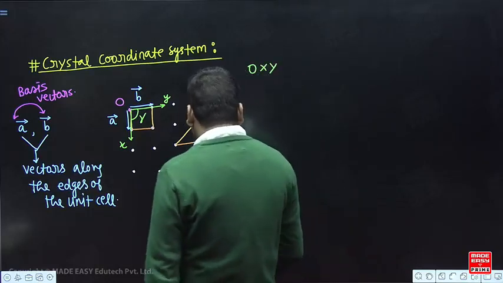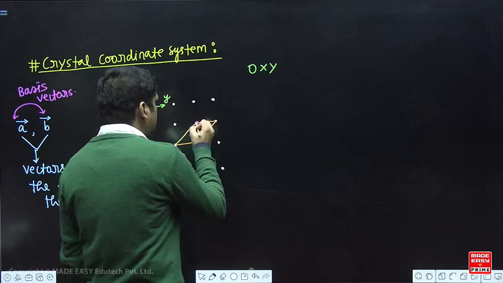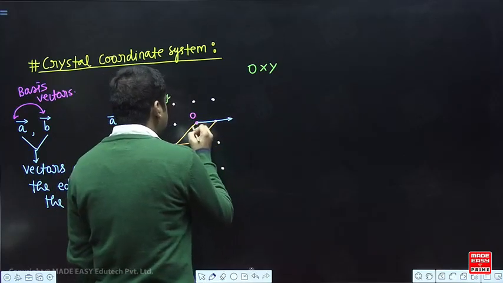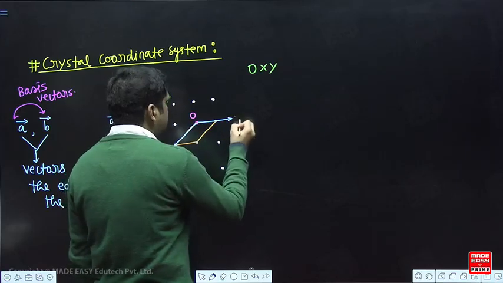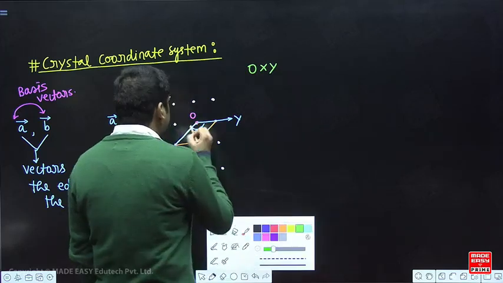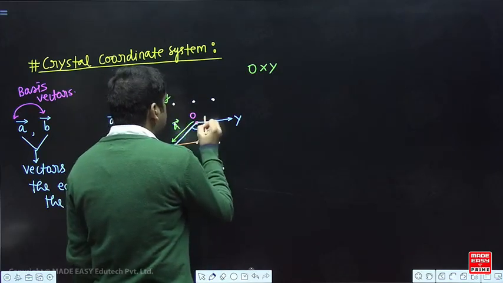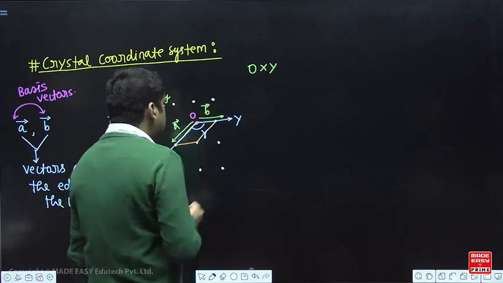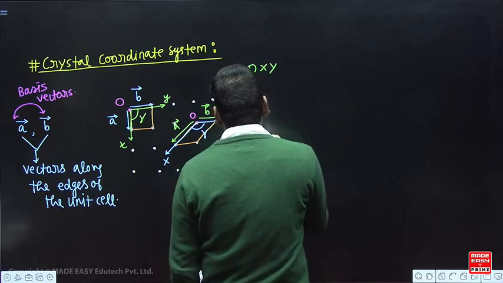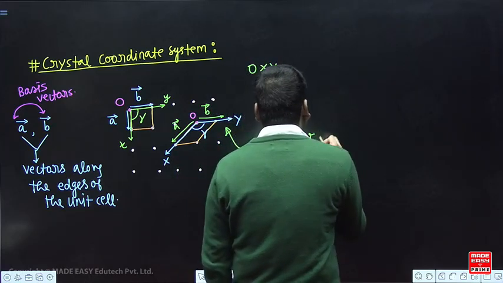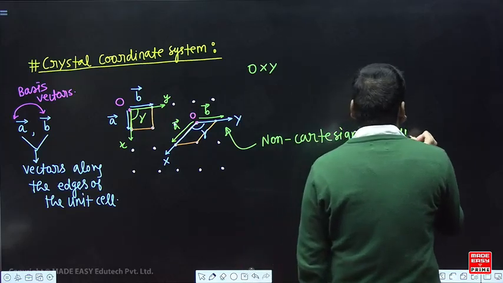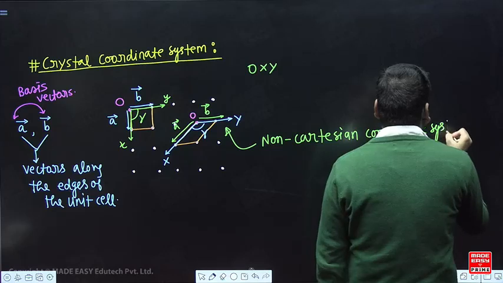For example, here, if we select this point as origin, and if I select these lines, this and this, as basis vectors, so this is x, this is y, this angle is gamma. So, the basis vectors are this A and this B. So, basically this is a non-Cartesian coordinate system. So, you can have a Cartesian or non-Cartesian coordinate system depending upon your choice of unit cell.